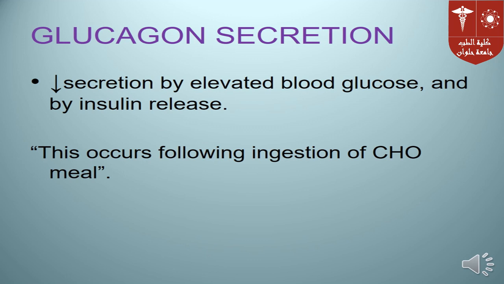So this means that whenever glucagon is secreted, insulin is not released. Whenever insulin is secreted, glucagon is inhibited. This occurs following ingestion of a carbohydrate meal.